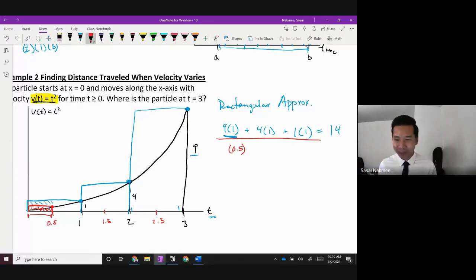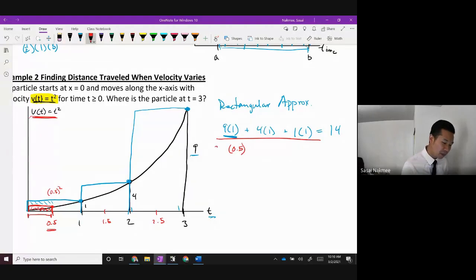What is it, guys? 0.25, Brian. How'd you get that? Because of t squared. That's right, guys. Use this function here to get the height at 0.5: 0.5 squared is that height right there, which happens to be 0.25. So that's the first rectangle that I have there.